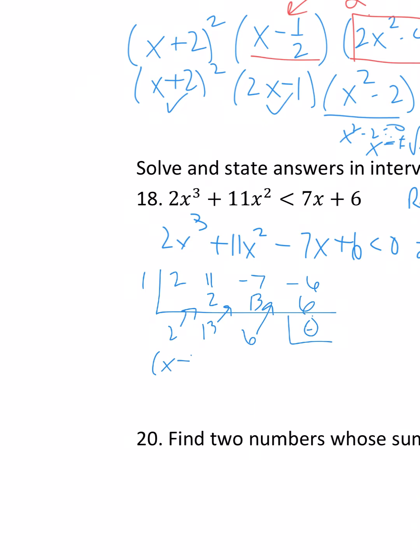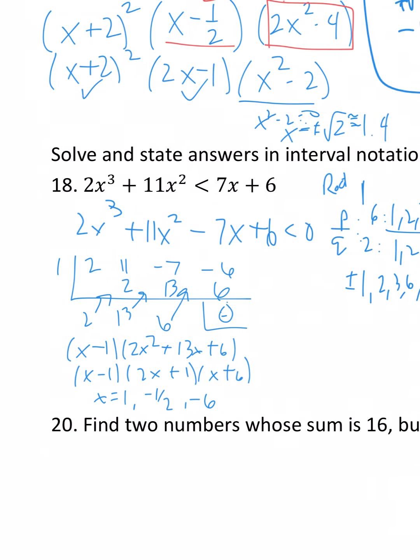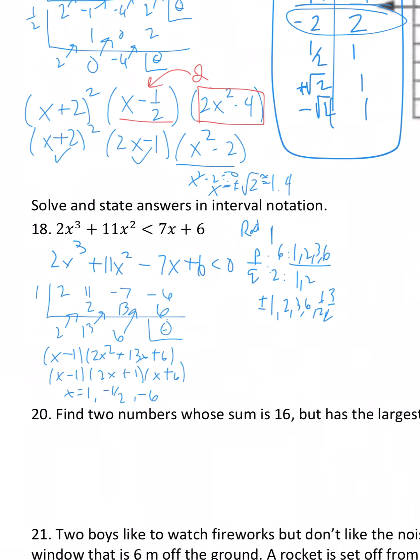And so I get x minus 1 times 2x squared plus 13x plus 6, which is factorable on its own. So 2x plus 1 times x plus 6. And so here are my three roots: 1, negative 1/2, and negative 6. A good way to check to make sure you've done them right, if they're all fractions or whole numbers, they should be out of that table or that list that you created. If you get something that's not on that list, there's something wrong with your factor. Now, if you get a square root, that's okay.